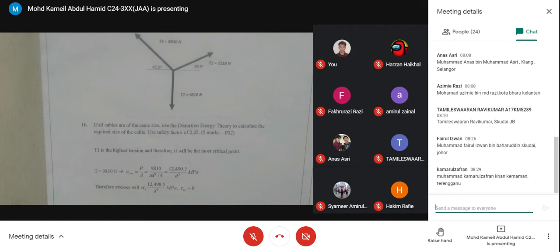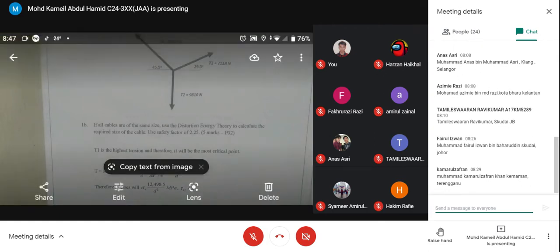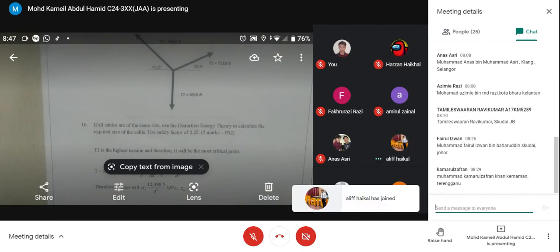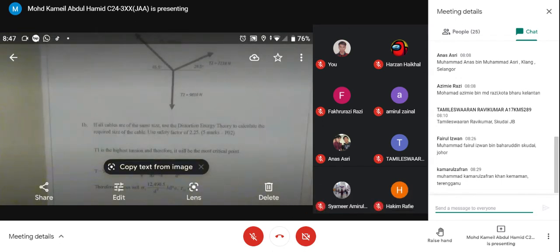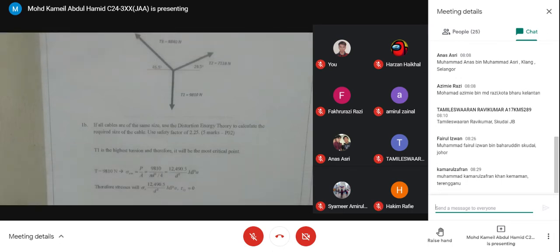Then question B. This is the thing that we need to check. If all cables are the same size, use distortion energy theory to calculate the required size of the cable. What is the required size of the cable? Safety factor is given as 2.25. So now we need to design, to select the appropriate size of the cable based on our loading.